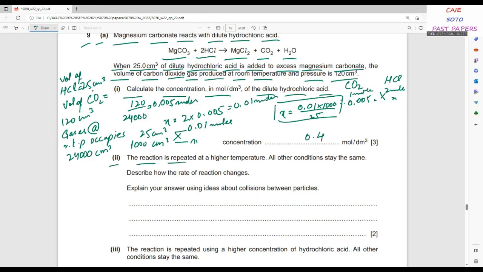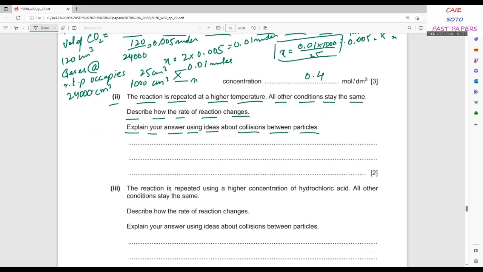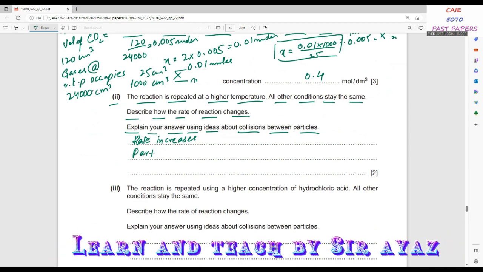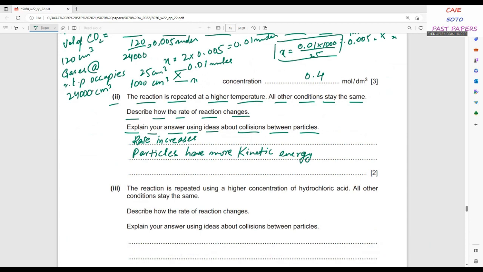Number 2, the reaction is repeated at a higher temperature. All other conditions stay the same. Describe how the rate of reaction changes. Explain your answer using ideas about collisions between particles. It's very easy. High temperature means rate increases, but that alone will not help you. You have to give the explanation also in terms of the energy of the particles. Particles have more kinetic energy. After that, you will write about the collisions between the particles.